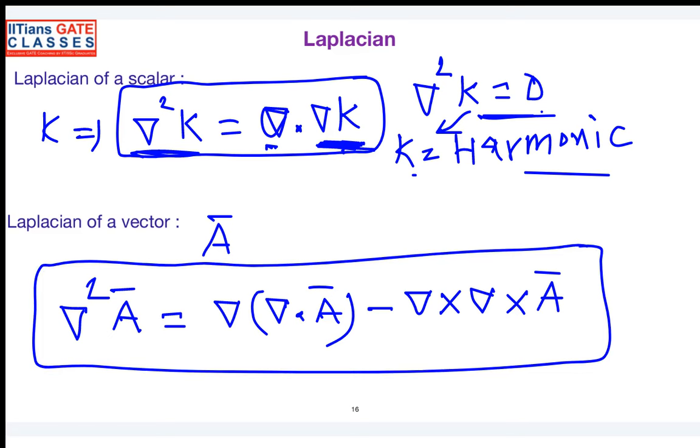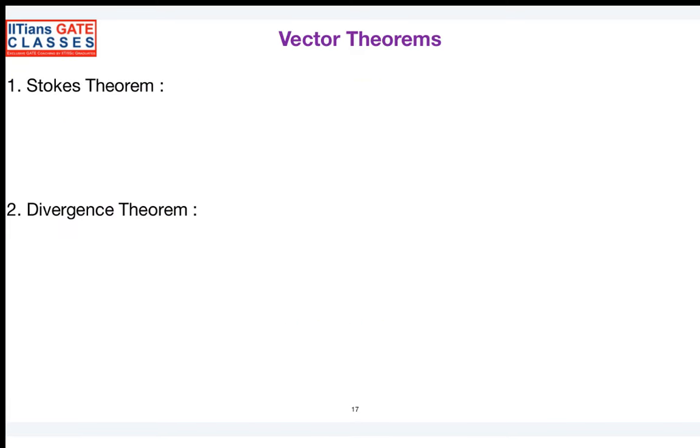And the final one is the vector theorems. You have also studied the vector theorems in mathematics, and we'll try to recollect them. The first one is Stokes theorem. Stokes theorem says that whenever the line is closed, the line integral of a vector H along a closed loop can be equated to the double integral of curl of H multiplied with the surface area.